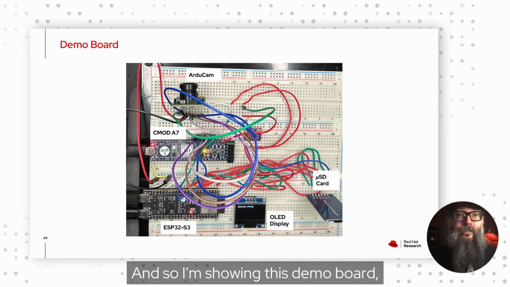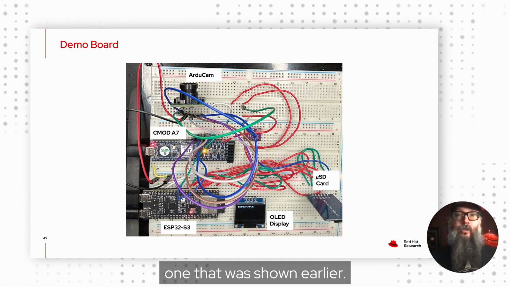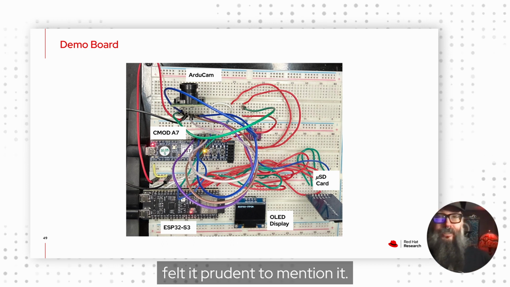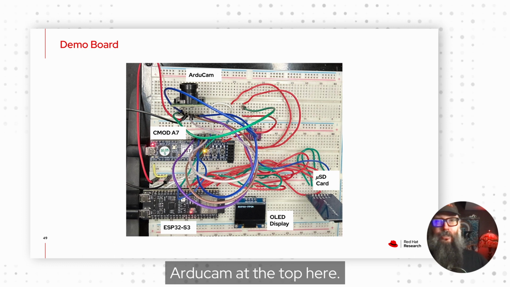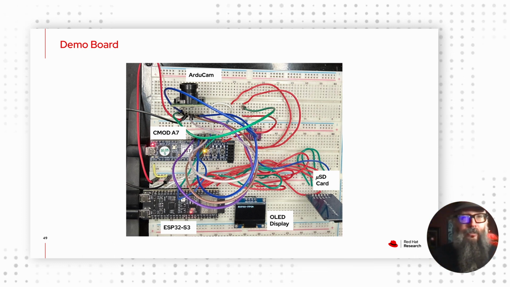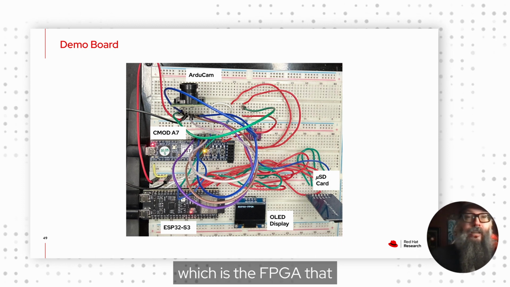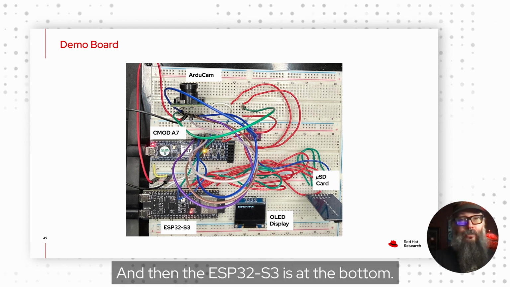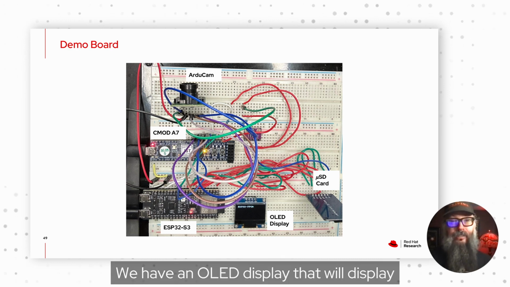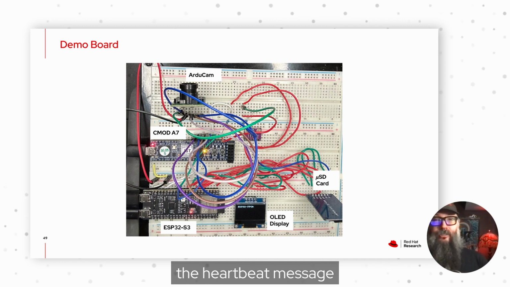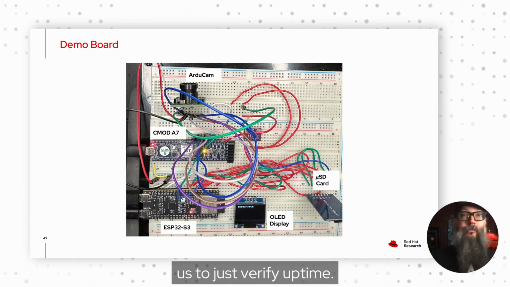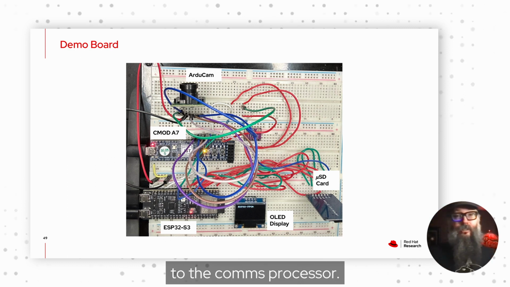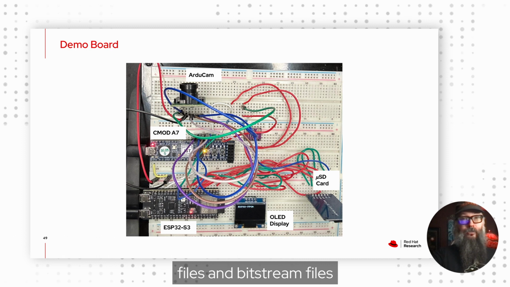And so I'm showing this demo board, which is very similar to the one that was shown earlier, but since this is the one that's going to show on the demo videos, I felt it prudent to mention it. So we'll have the Argicam at the top here, and then I'm using the CMOD 87, which is the FPGA that provides the slower oscillator, which will be important when we get to the doorbell part. And then the ESP32S3 is at the bottom. We have an OLED display that will display the heartbeat message that I mentioned earlier. Again, it was a way for us to just verify uptime. And then finally, in the lower right, we have the micro SD card, and that's attached to the comms processor, and that's where the hex files and bitstream files get stored.